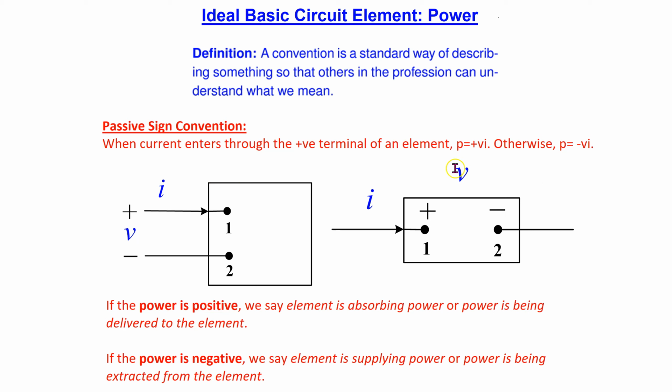Deciding the sign of the power formula is the first step. The next step is to substitute the values of V and I, and these values of V and I could be positive or negative. If the final answer is positive, we say that the element is absorbing power, or equivalently, power is being delivered to the element.